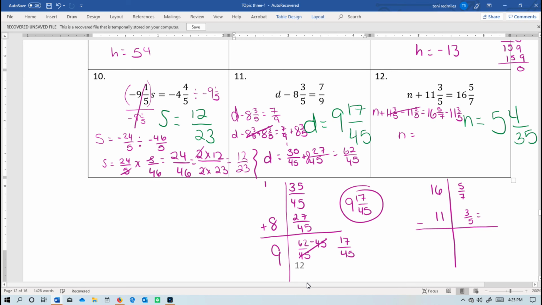All right, so 35, that's going to make the top 21. 35, that's going to make the top 25. All right, 21 subtract 25 is going to leave me with 4 over 35. And 11 subtract from 16 is going to leave me with 5. So the answer is 5 and 4/35.